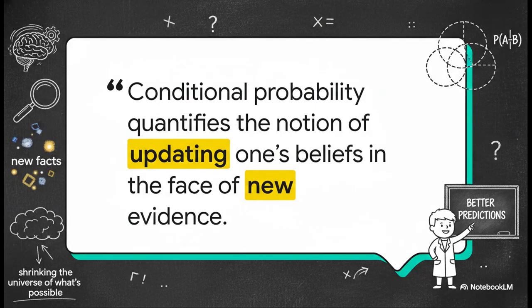And that really brings us back to the heart of it all. This isn't just a bunch of abstract math. It's a system for learning. It's how we formally quantify the process of changing our minds, of updating our beliefs when we get new evidence, shrinking the universe of possibilities to make smarter bets about the future.